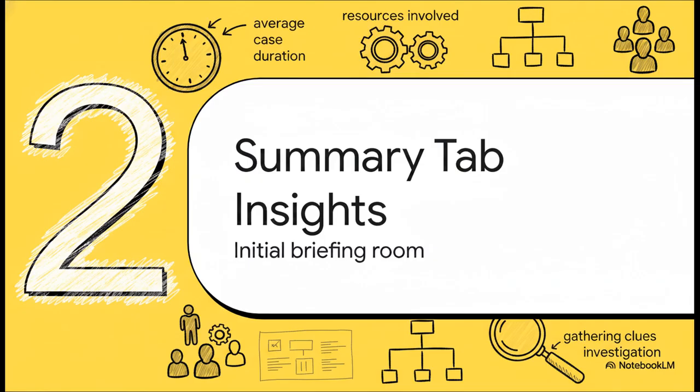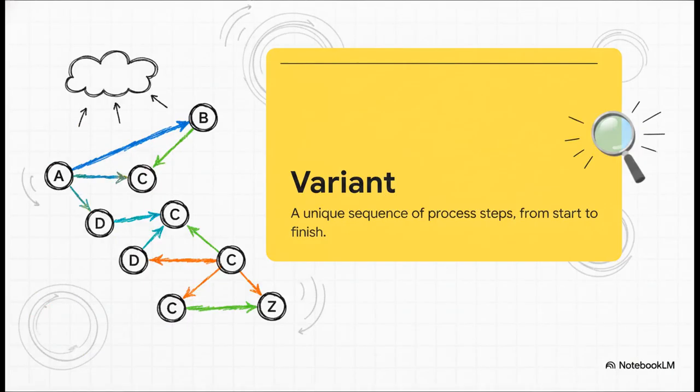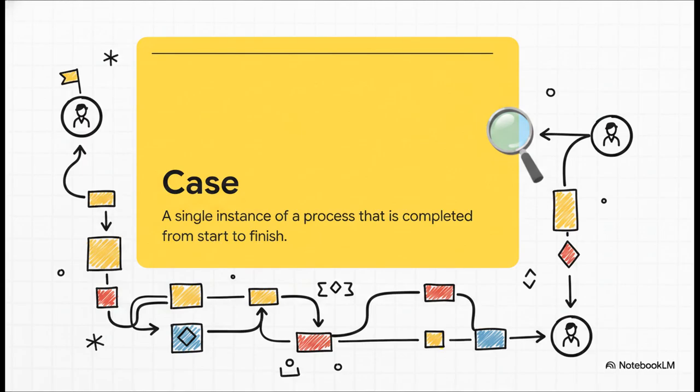Moving right along to Section 2, the Summary tab Insights. Okay, to really make sense of the data in our initial summary briefing room, we kind of have to speak the language of process mining first. Let's start with a variant. A variant is literally just a unique path or a specific sequence for completing a process from start to finish. One path might differ from another by a single step or maybe by 10 steps, but every unique path is a variant.